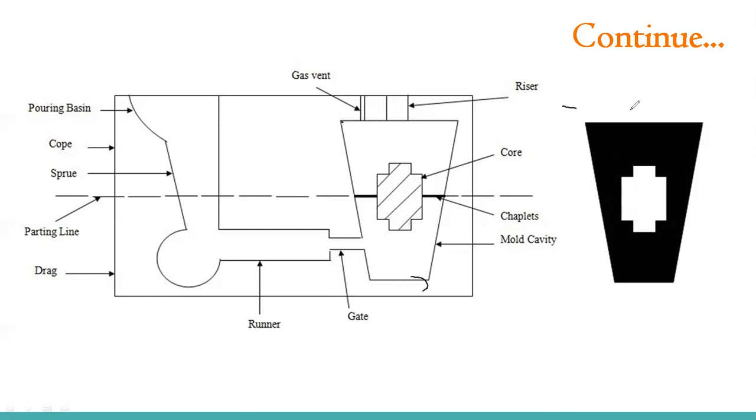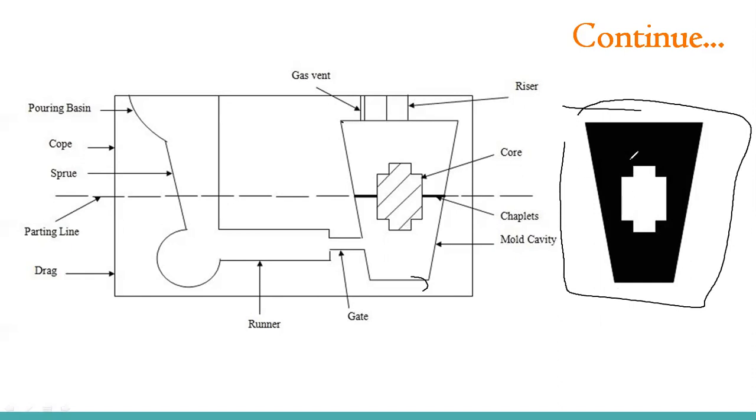This is basically the final product we needed. This is the portion where the material is filled, and this is basically a blank portion, meaning this is the hollow cavity. So what we have to do is make this portion of the core from sand, like we have done over here, and we are using the chaplets to hang this core.